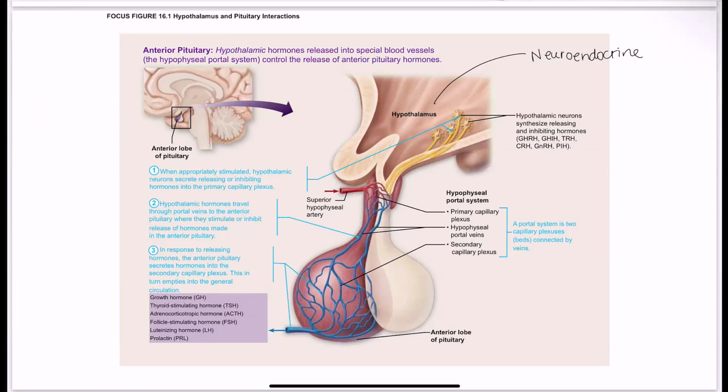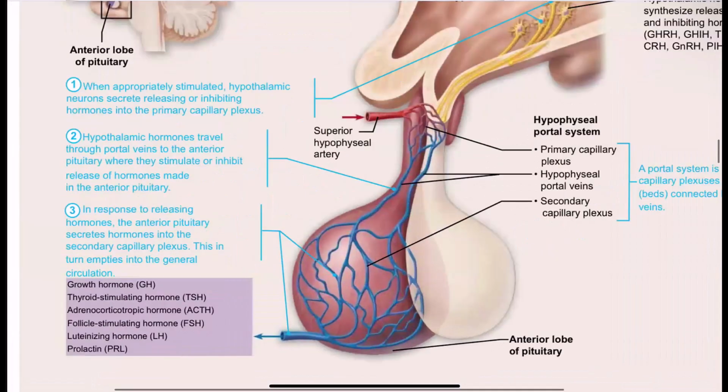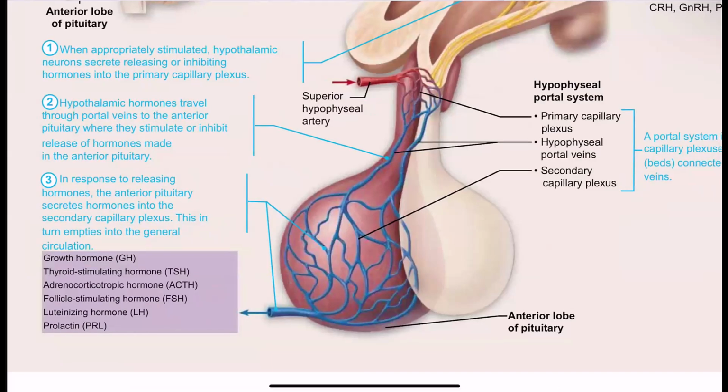Okay, so back to this picture. This picture is showing you how the hypothalamus communicates with the anterior pituitary. So the hypothalamus up here sends its messages to the anterior pituitary. The hypothalamus secretes hormones that act on the anterior pituitary gland in two ways. Let me zoom in here. So we act on the anterior pituitary in two ways.